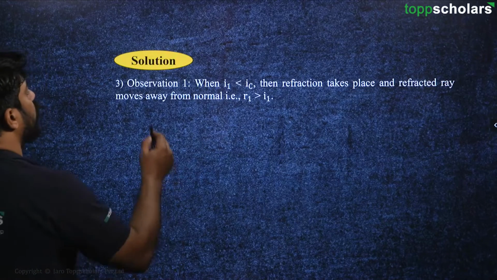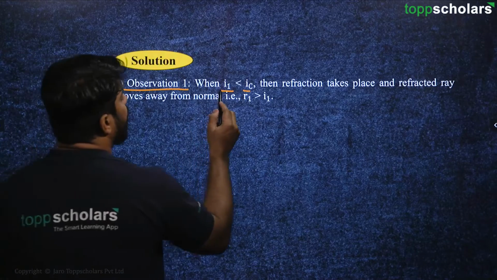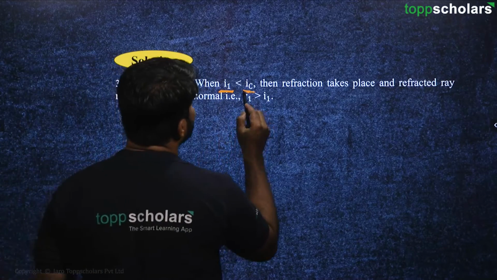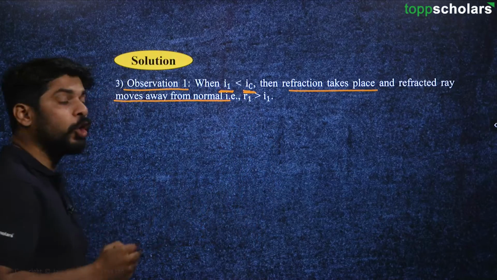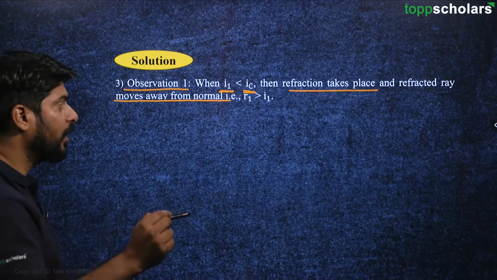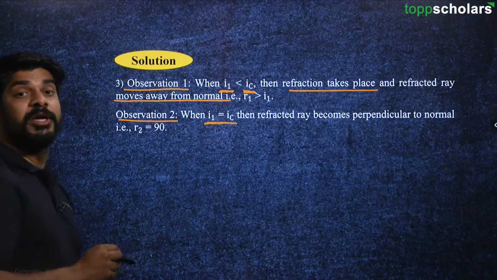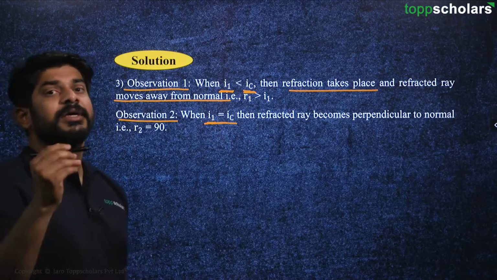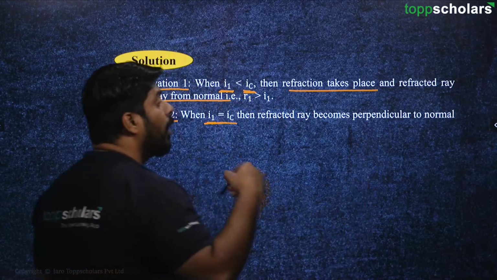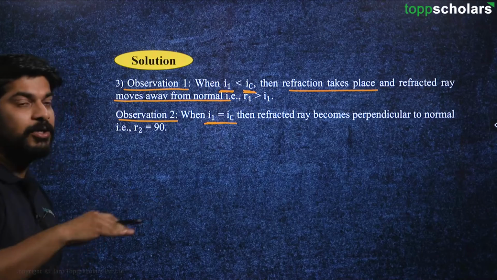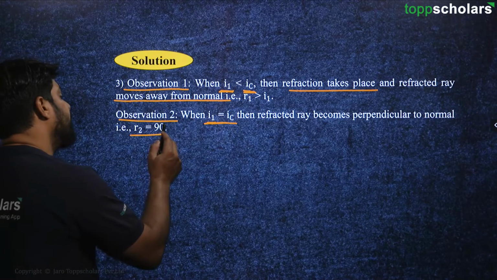Observation 1 that Swarali has got: when I1 is less than IC, that is the critical angle, this is the angle of incidence in the first observation and it is less than the critical angle, then in that case refraction takes place and the refracted ray moves away from the normal, that is R1 is greater than I1. Then observation 2: when I1 is equal to the critical angle IC, that means the incidence angle is equal to the critical angle, then the refracted ray becomes perpendicular to the normal, or we can say parallel to the interface. So in that case R2, that means the angle of refraction, is 90 degrees.